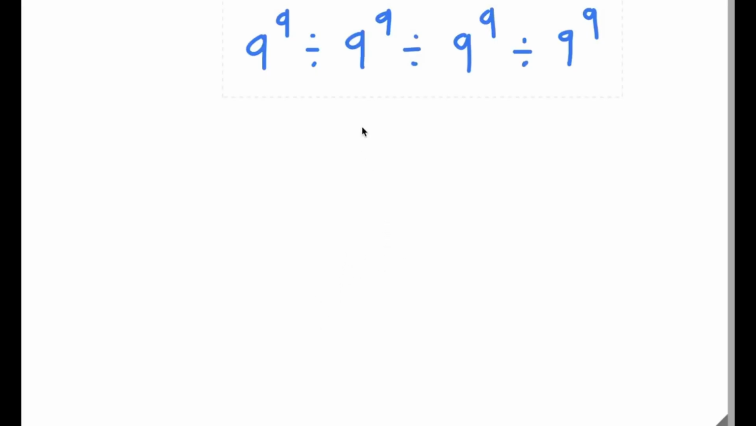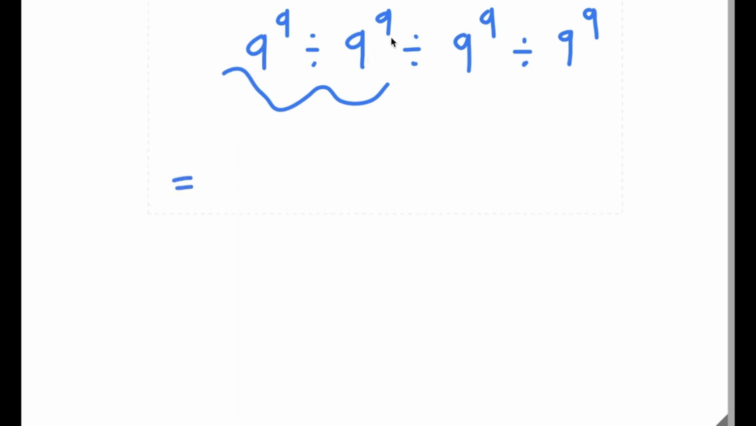Alright, so in this problem, I have 9 to the power of 9 divided by 9 to the power of 9 divided by 9 to the power of 9 divided by 9 to the power of 9. So, what I'm first going to do is simplify this in parts. So let's first simplify 9 to the power of 9 divided by 9 to the power of 9.